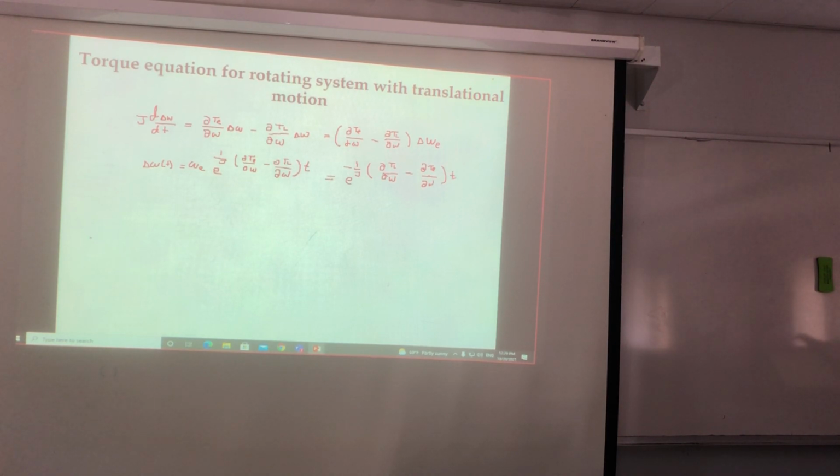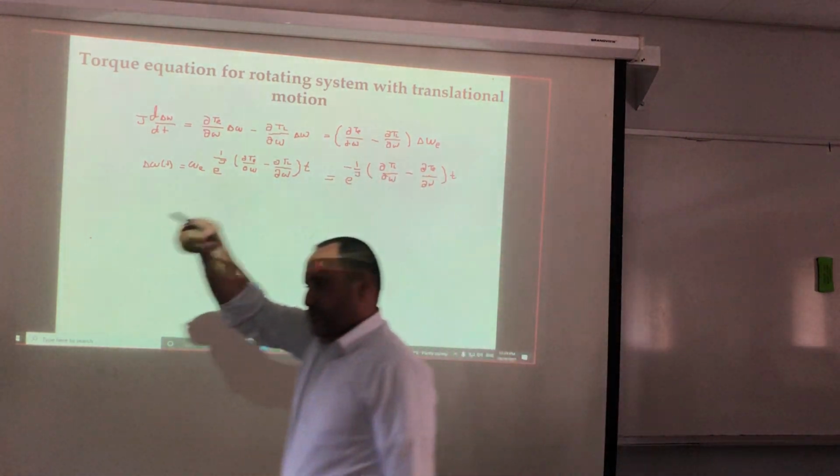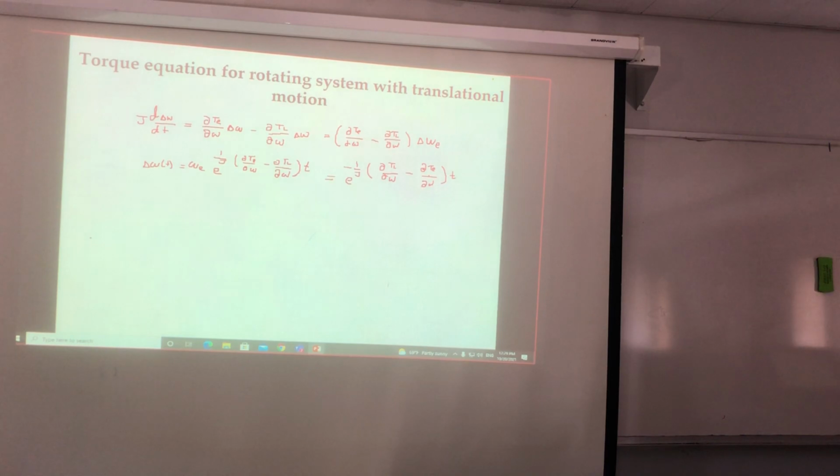So, for stability, what's the condition now? Who can tell me the condition? What's your name? Maram. So, what's the condition of stability? When delta omega will go to 0, when the exponent is negative, right? When is it negative? When what is inside the bracket is positive. Which is? Can you give me the condition?